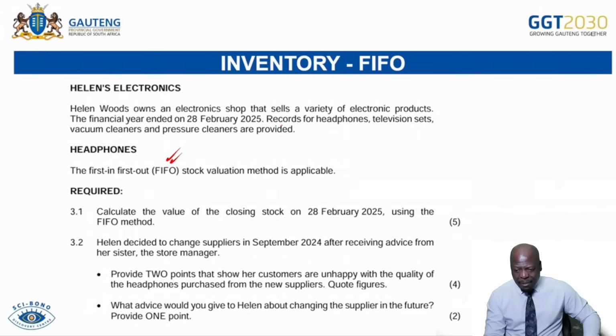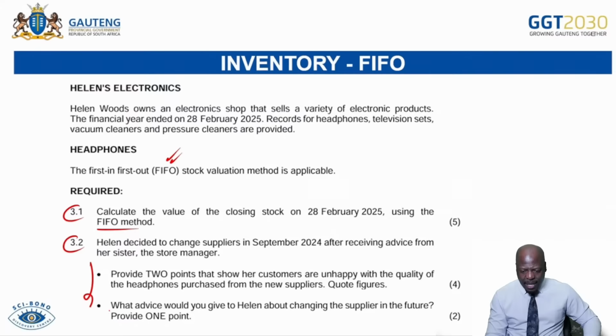Records of headphones, television sets, vacuum cleaners, and pressure cleaners are provided. And then 3.1, calculate the value of the closing stock using the FIFO method. And then 3.2, Helen decided to change the supplier. So we're going to answer these ones.